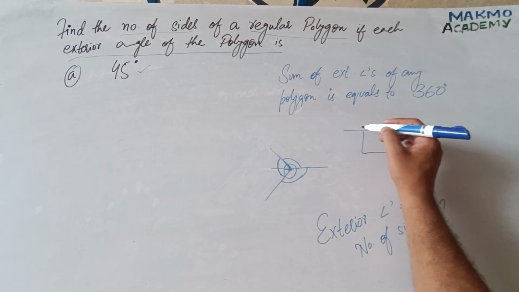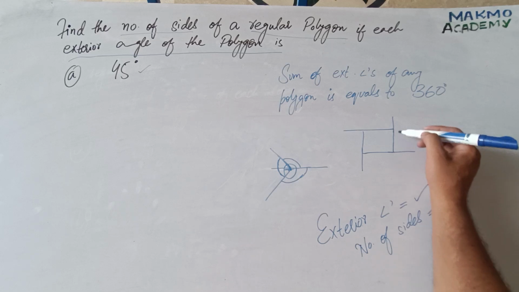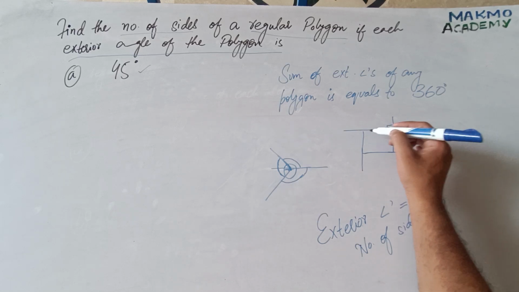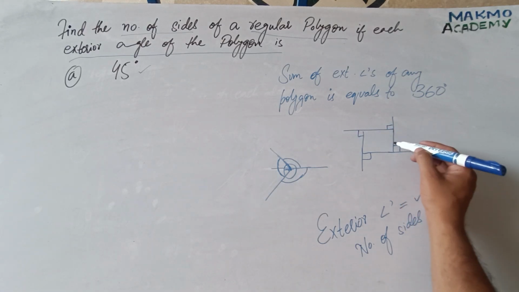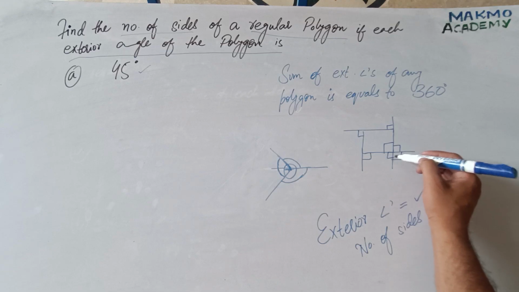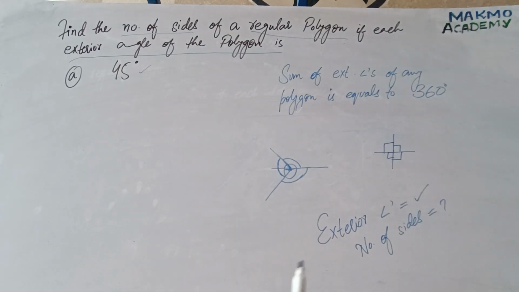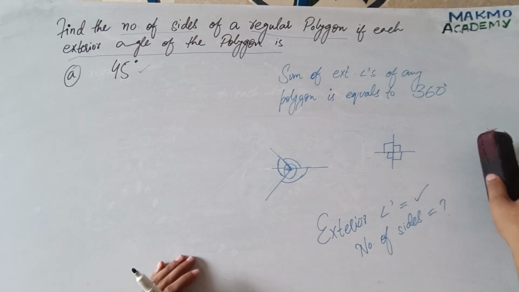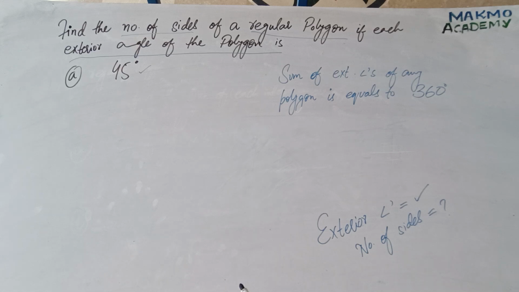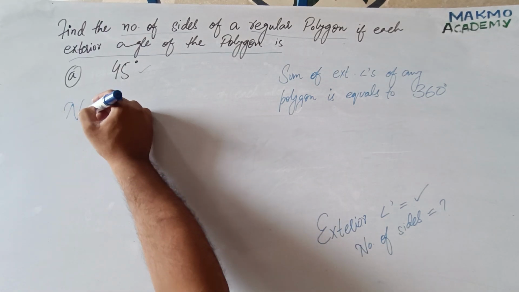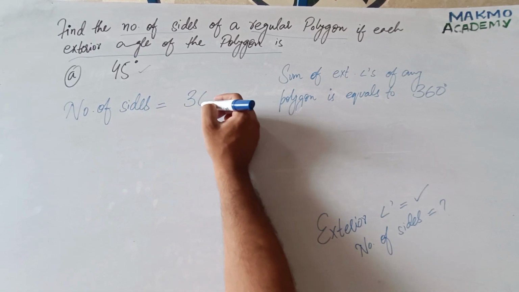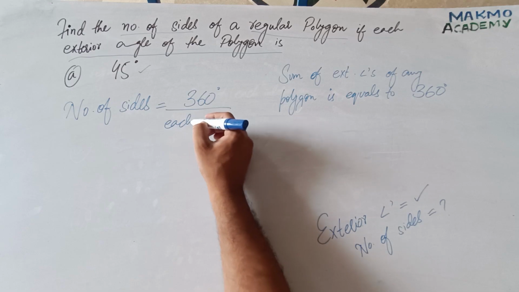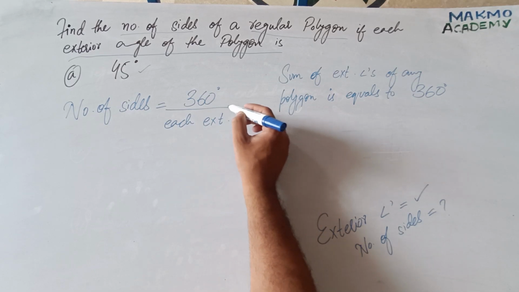Now let's take another example with a square. The exterior angles are 90, 90, 90, 90. The sum of all four 90s is equal to 360 degrees. If we bring them together on a single point, they also form angles at a point. So the sum of exterior angles of any polygon is equal to 360 degrees. Now if we want to find the number of sides of a polygon, it is equal to 360 divided by each exterior angle. This would be the formula.